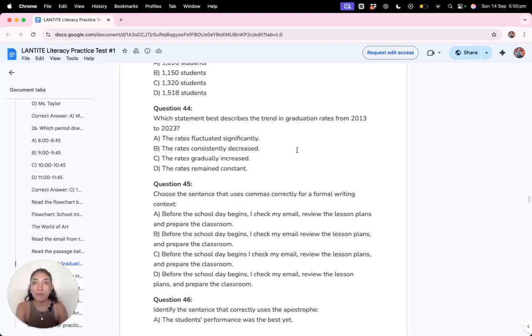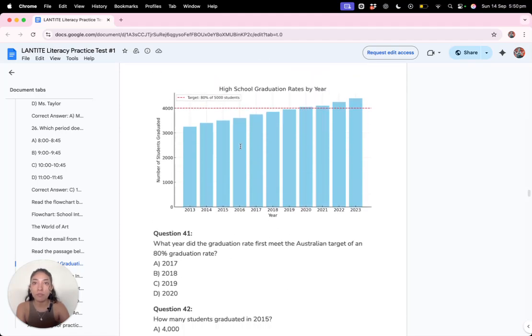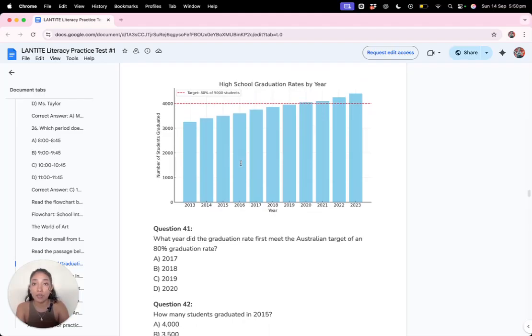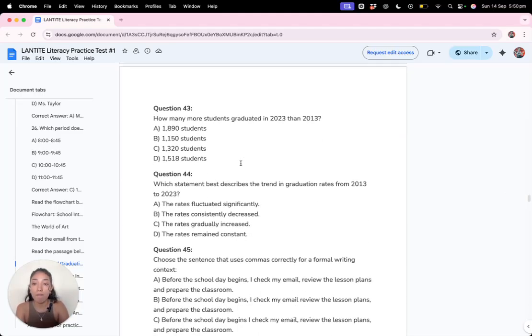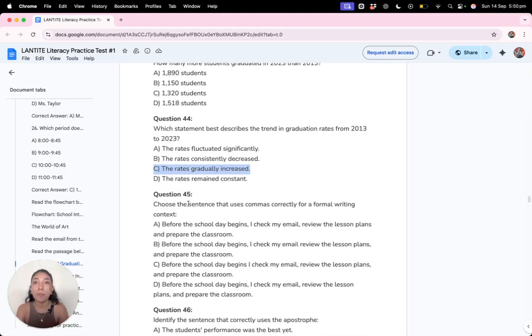So we can see from the table, from the graph, that the rates gradually increased. So we're going to go with C. Here, the data shows a positive trend when graduation rates increased from 65% in 2013 to 88% in 2023.